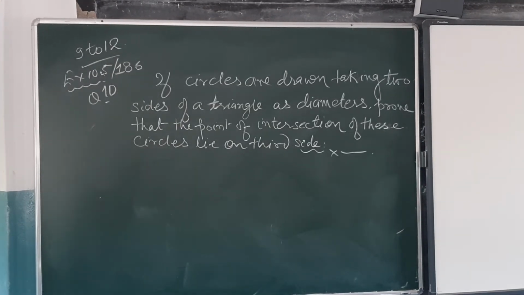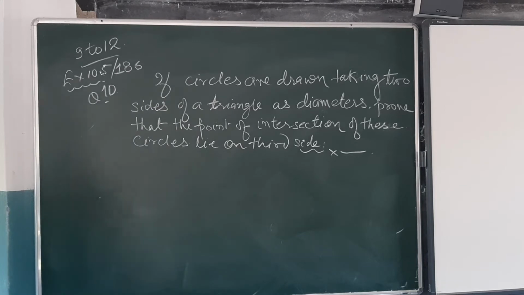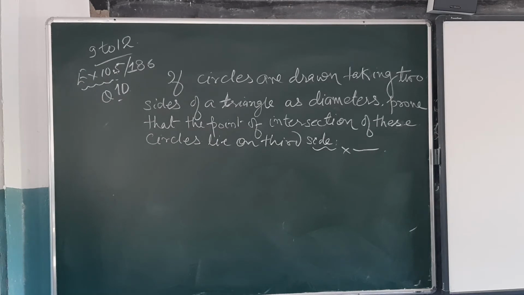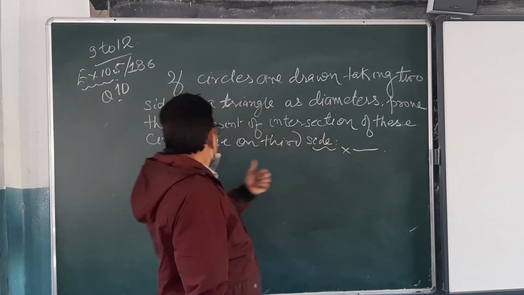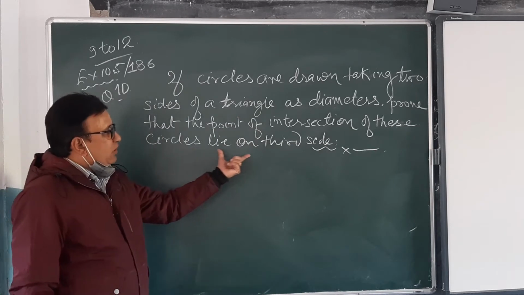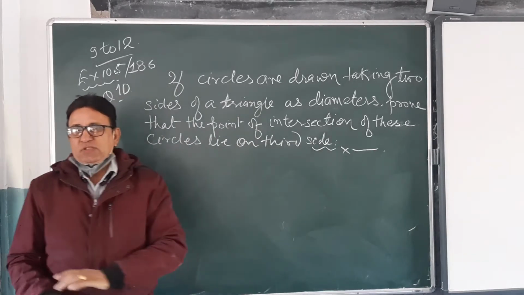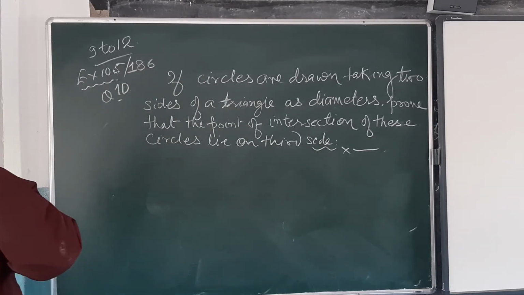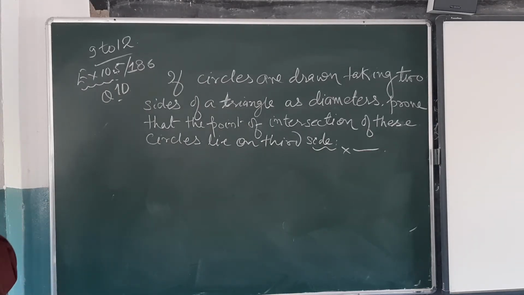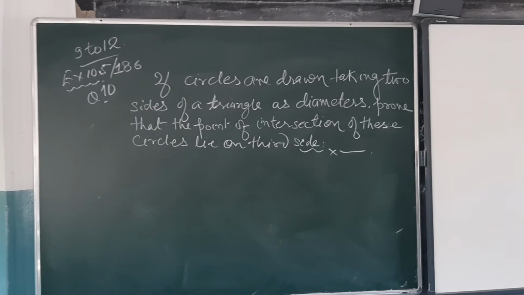Now here's the next question. If circles are drawn taking two sides of a triangle as diameters, then prove that the point of intersection of these circles lies on the third side. Yes, very important. First of all, you do the diagram. How will you make the figure?